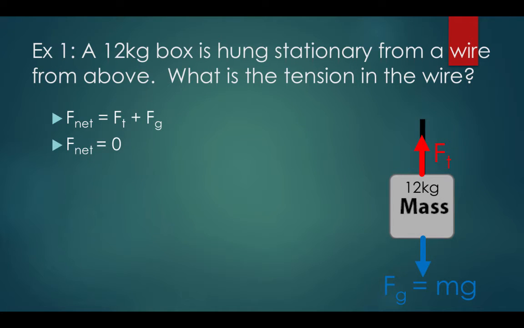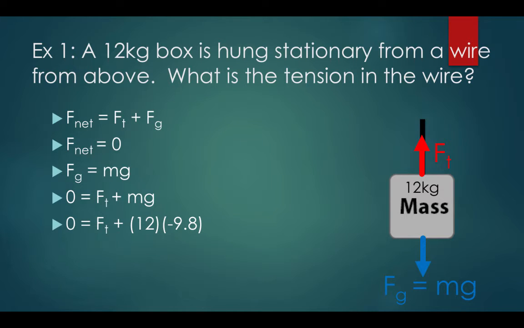Force gravity is mass times gravity, so subbing in F net and force gravity, we get 0 equals force tension plus mg. 0 equals force tension plus 12 times negative 9.8. 0 equals force tension plus negative 117.6. Isolating for tension, we get tension equals 117.6 newtons upwards.